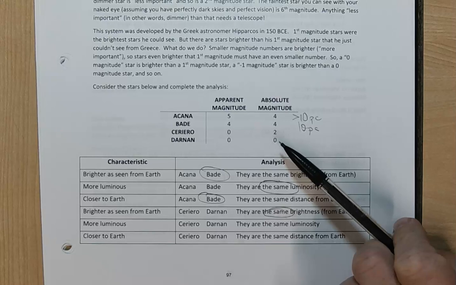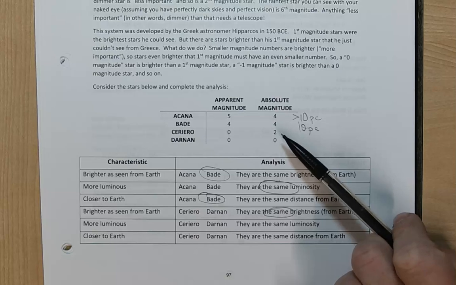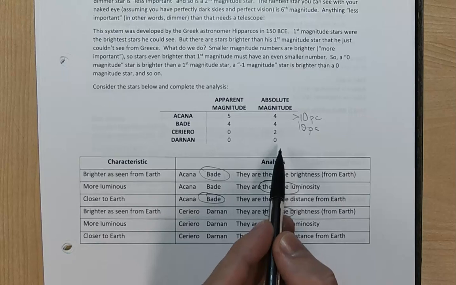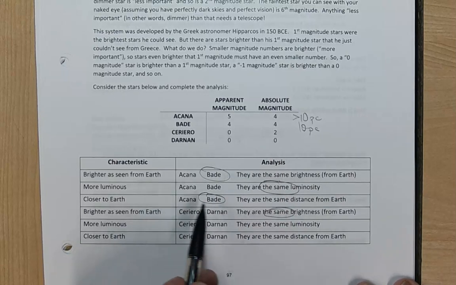Well, remember, the magnitude system works where the lower the number, the brighter the star. Absolute magnitude works the same way as apparent magnitude. So 2 or 0, which one's brighter? 0 is brighter, right? 0 is lower than 2, so it must be brighter. So Darnin has the greater luminosity because it has the brighter absolute magnitude.